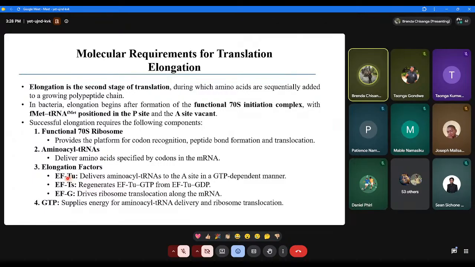And then also, we need elongation factors. Remember, for initiation, you had initiation factors. To elongate, you also need elongation factors. Just like initiation factors, they also have different roles that they play.